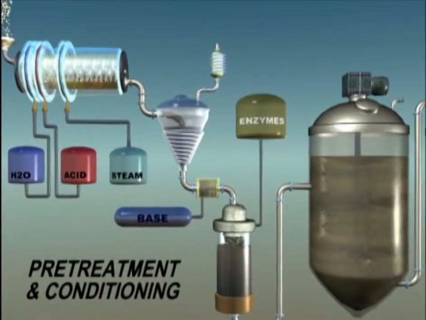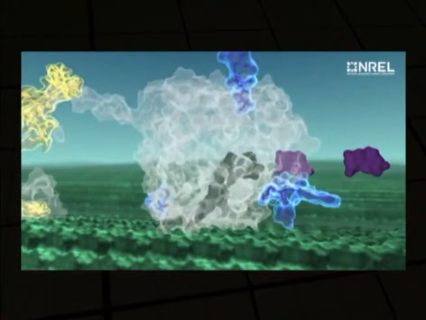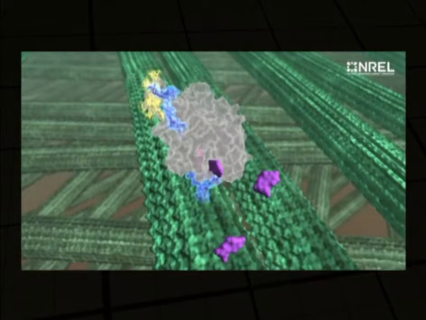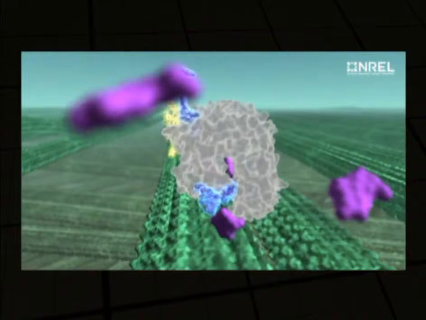Enzymes perform a chemical reaction called hydrolysis. During this process, the enzymes break the cellulose chains into glucose and the hemicellulose chains into xylose. Glucose and xylose are the sugars that can most readily be fermented into ethanol or other biofuels.